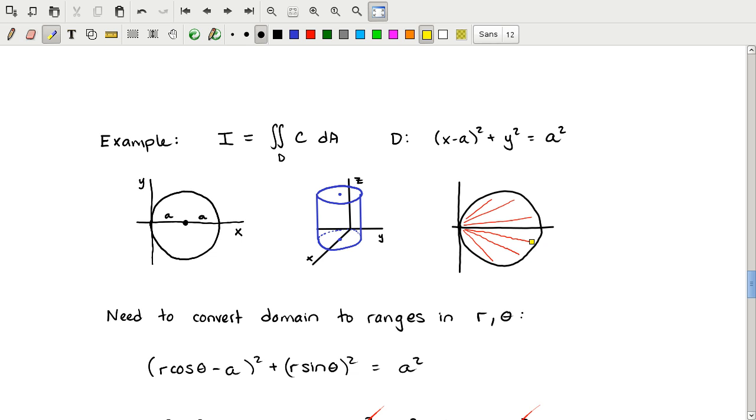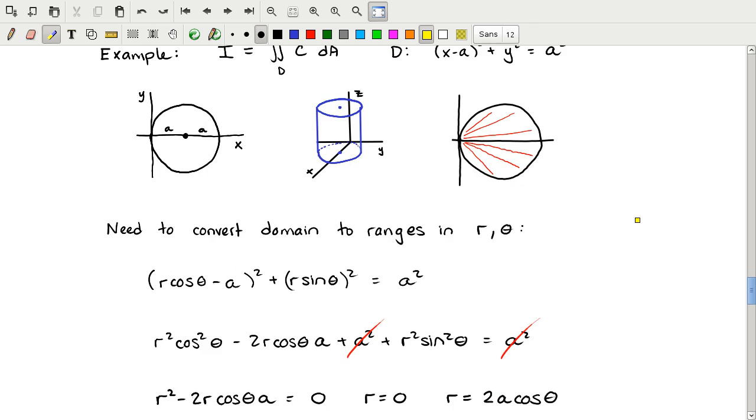How can we express this circle in polar coordinates, right? Here the domain is expressed in Cartesian coordinates. How can we express this circle centered at x equals a in terms of polar coordinates? So take this equation here and change all the x's and y's to r cosine theta and r sine theta. And what do we get? We get r cosine theta minus a, quantity squared, plus r sine theta squared equals a squared. We'll write all that out.